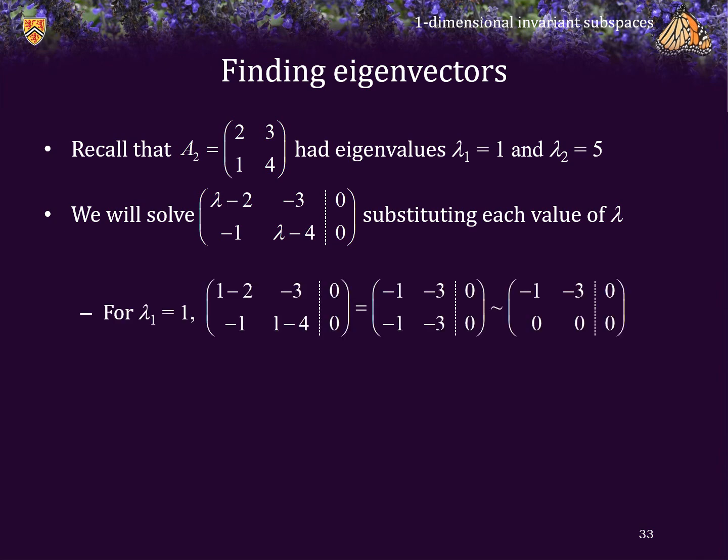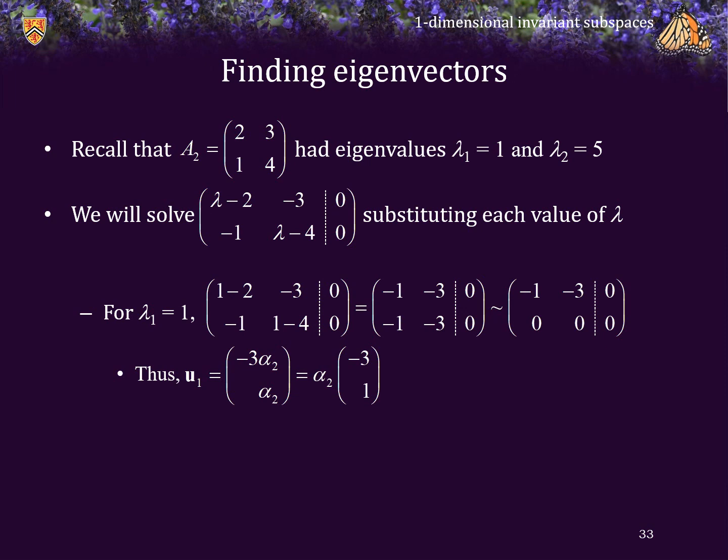So for lambda equals 1, substituting that in gives us the matrix -1, -3, 0, and that repeated. So we just have to add -1 times row 1 onto row 2 to bring it into row echelon form. And therefore we see that alpha 2 is free and alpha 1 is equal to -3 times alpha 2.